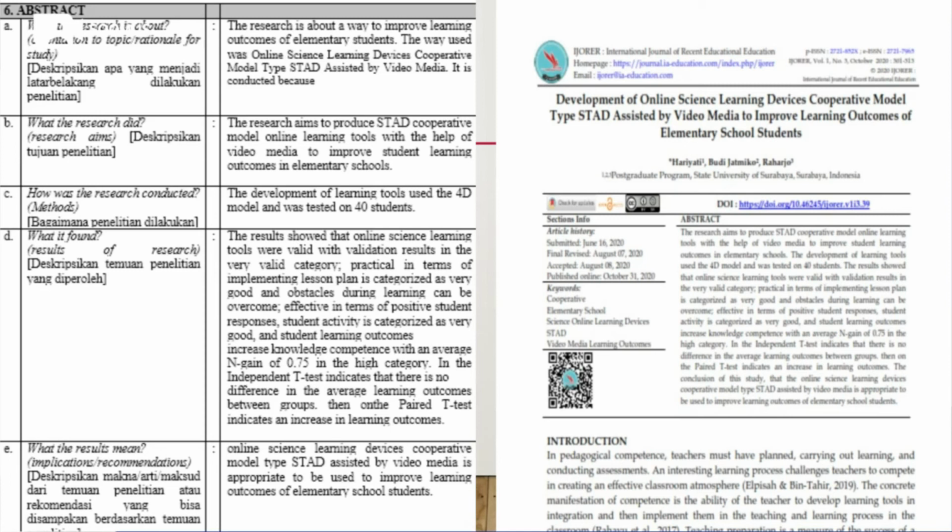Then what found result of the research in this article? The results show that online science learning tools were valid with validation results in very valid category. Practical in terms of implementing lesson is categorized. We also can find here. And then what the results mean. Online science learning device cooperative model type assisted by video media is appropriate to be used to improve learning outcomes of elementary schools. Okay, next.